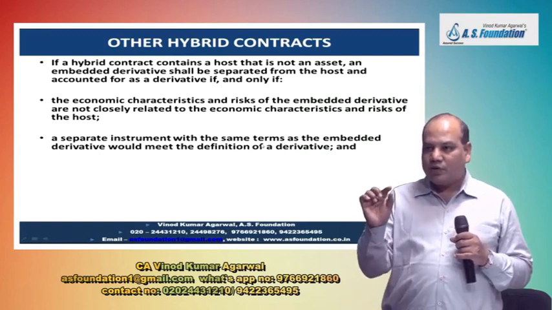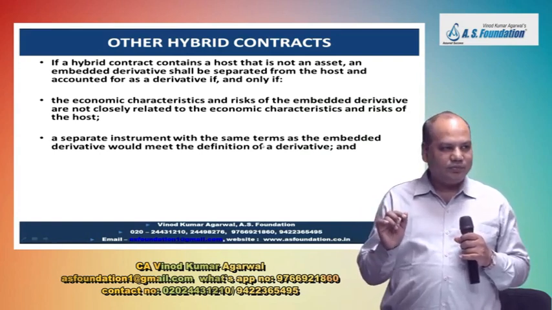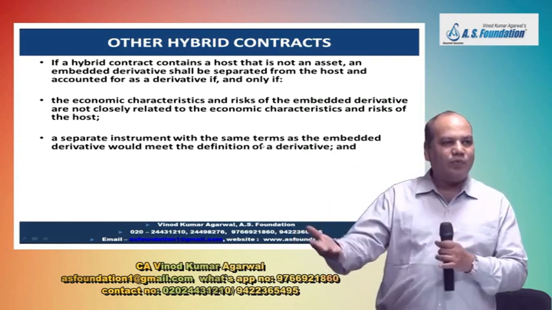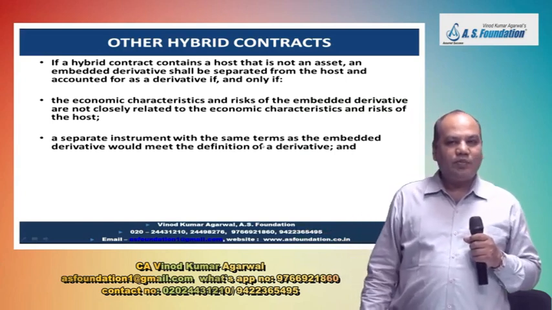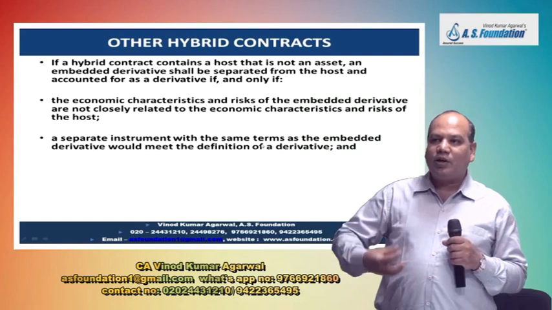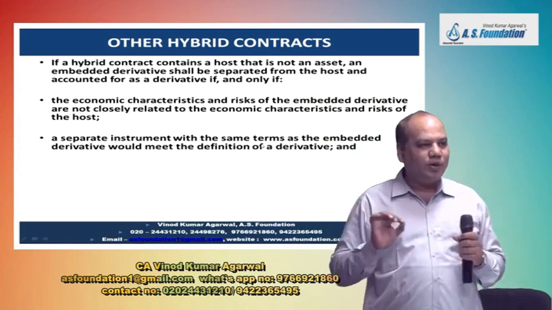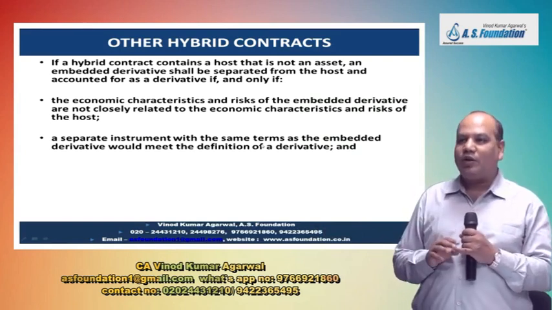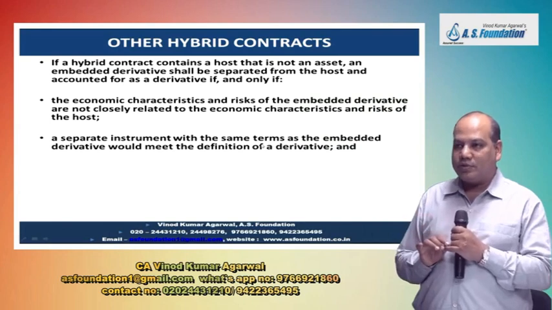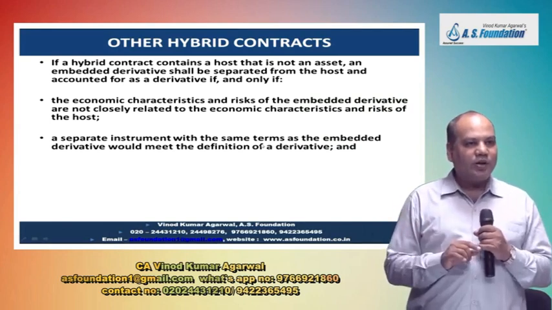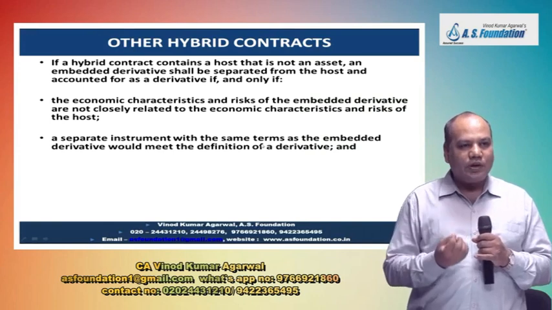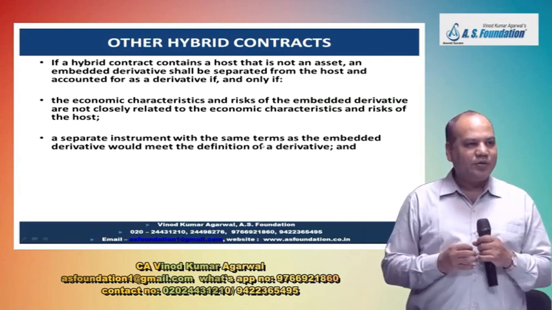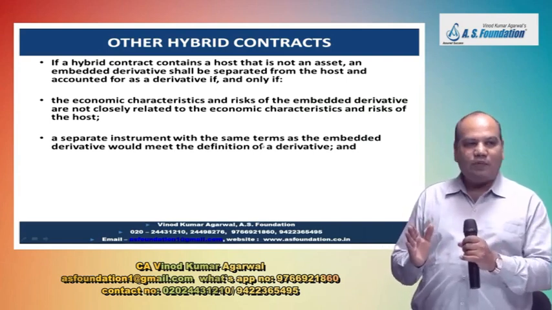Means whatever are the features of this embedded derivative, there can be a separate instrument with the same feature, and that will be known as a derivative. That means the feature should reflect the derivative features. Whatever you have embedded, it should be capable of being called a derivative on a standalone basis. So the simplified version of the second condition is that it should be known as a derivative on a standalone basis. If I remove this feature, it should be a derivative on its own.